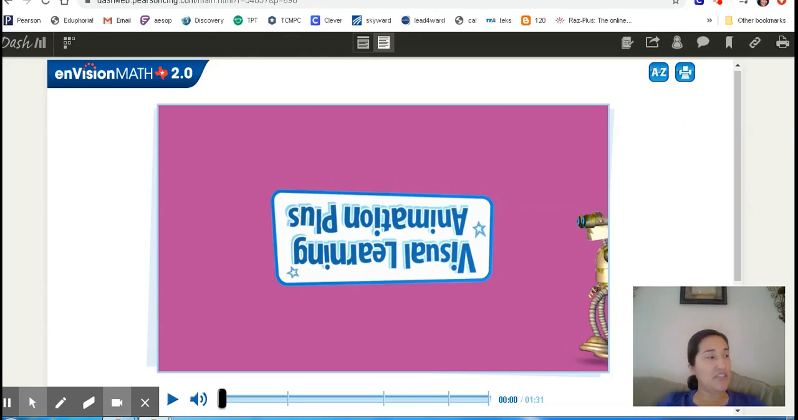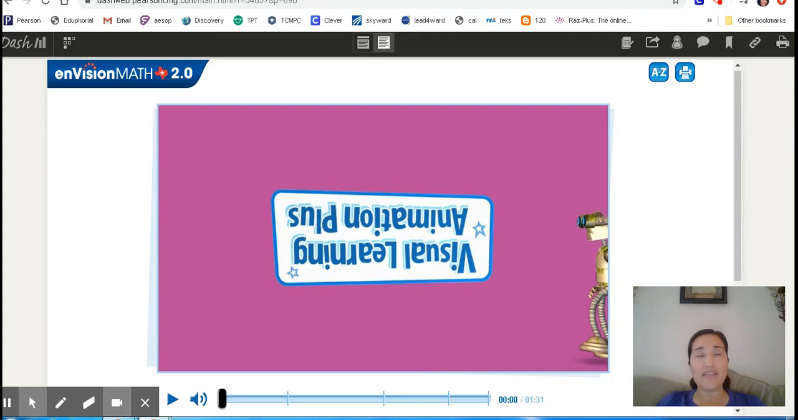The first definition is linear measurement. What does that mean? The definition of linear measurement is the measurement that describes how long from end to end an object is. To determine that measurement, we use a unit of length.